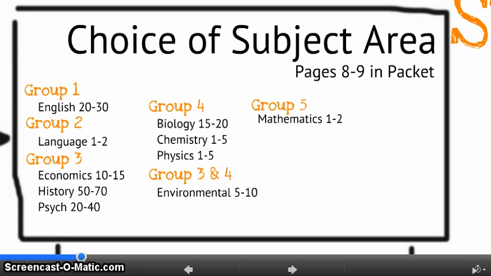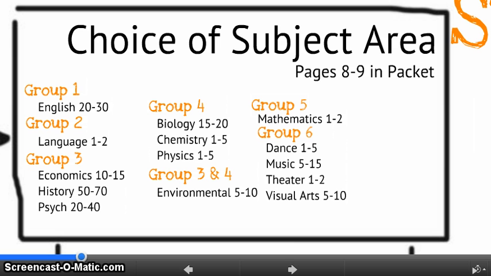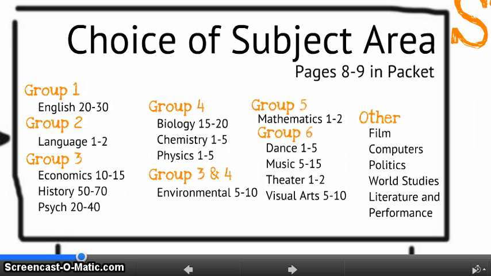Group 5, Math. We don't typically have very many students who choose math, but the ones who do are very passionate about it. So if you're passionate about math, you should look into that one. And then Group 6, Dance, Music, Theater, Visual Arts. We also typically have students each year, one or two, who want to pick one of these other topics where we don't necessarily have an IB class that you're taking at our school related to the topic, but if you can find a good supervisor who's willing to supervise you in that subject area, these have not been eliminated as options for you, but you have to really be passionate and want to do it.